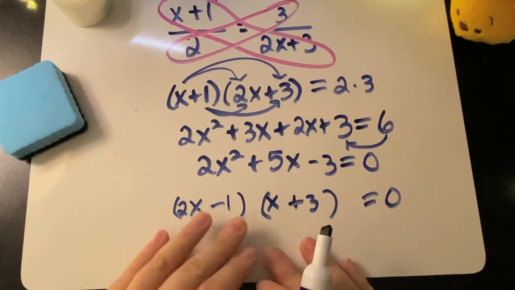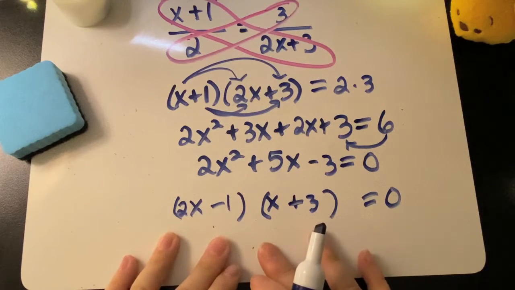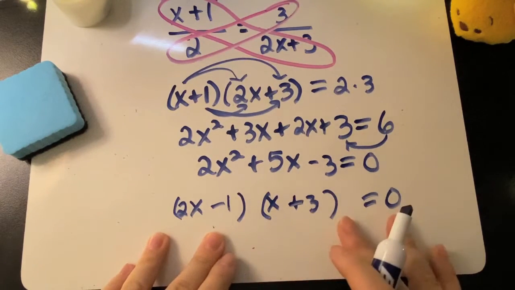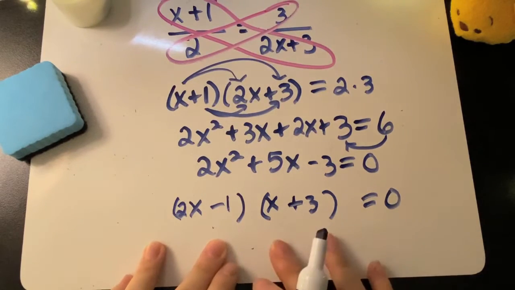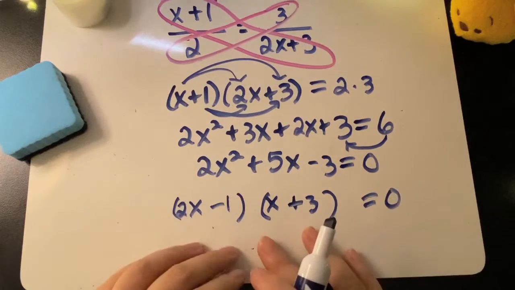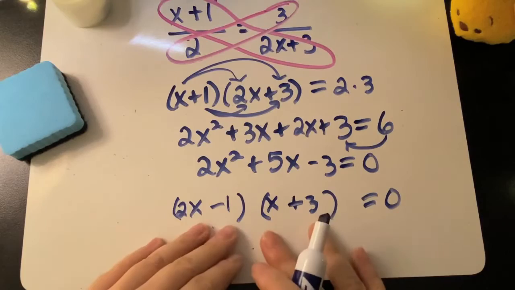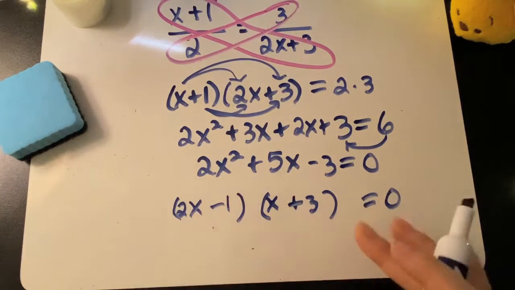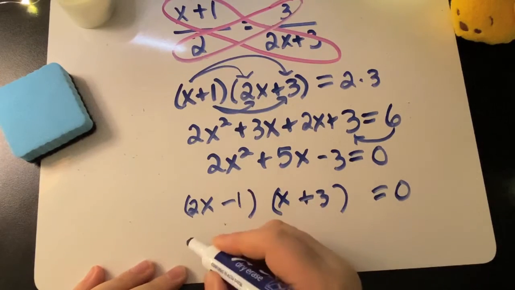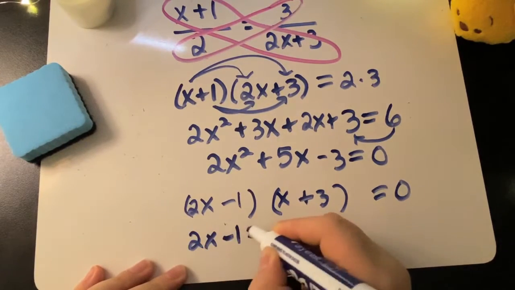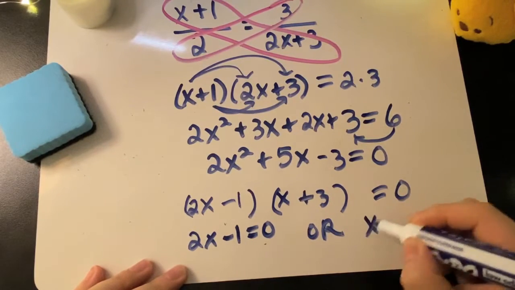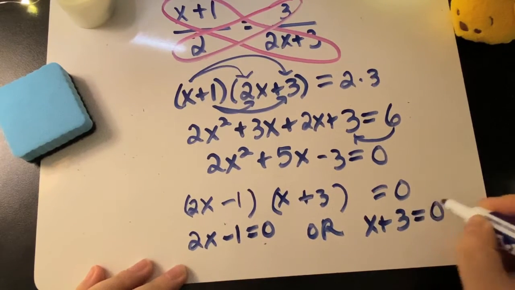And now, since it's factored, we can go ahead and use the zero product rule. So that just means in order for this thing times this thing to equal 0, either this thing is 0 or this thing is 0, or both, because if these are not 0, they can't multiply to equal 0, because 0 times stuff is 0. So that means that 2x minus 1 equals 0, or x plus 3 equals 0.